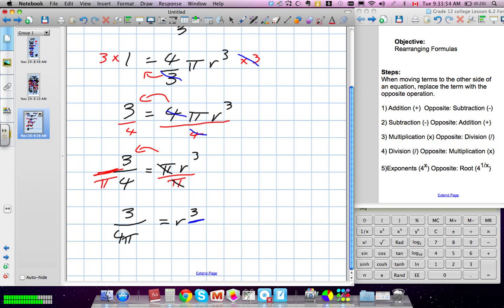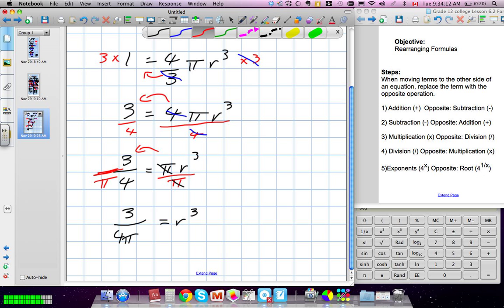So the last thing we need to do is move the cube. We need to get r by itself. So I need the opposite operation of the cube. This is where our note comes in handy. The opposite of an exponent is a root. Okay? And essentially what that means is, I'll show you 3 things here.